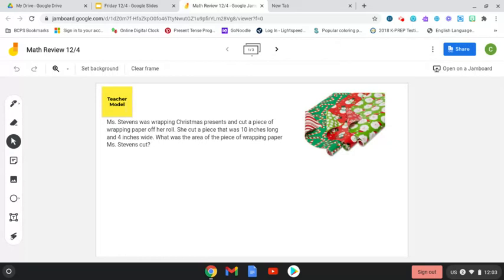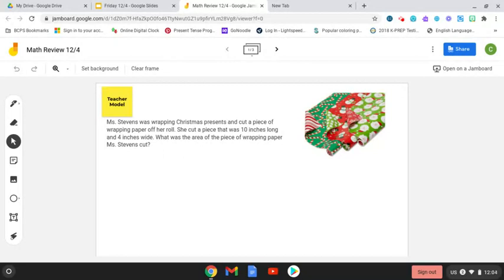Here we go. So one real world connection that you can always make with especially area is wrapping Christmas presents because you want enough paper to cover the entire gift. And to figure out how much paper you need for the entire gift, you're kind of figuring out the area of the gift because you want to cover the entire thing. So let's look at our example here. Miss Stevens was wrapping Christmas presents and cut a piece of wrapping paper off her roll. She cut a piece that was 10 inches long and 4 inches wide. What is the area of the piece of wrapping paper Miss Stevens cut?